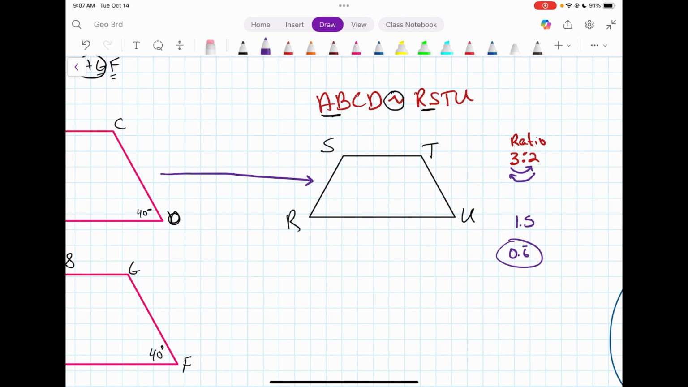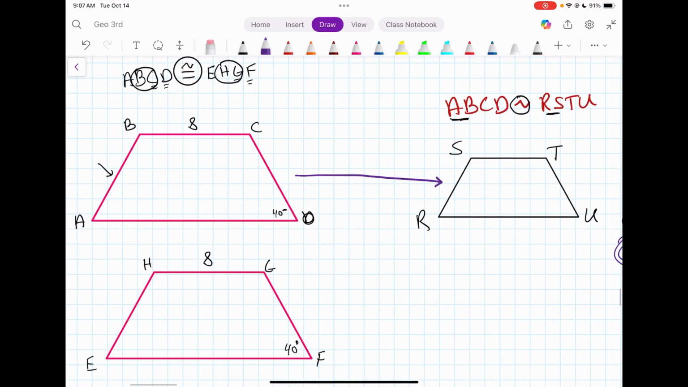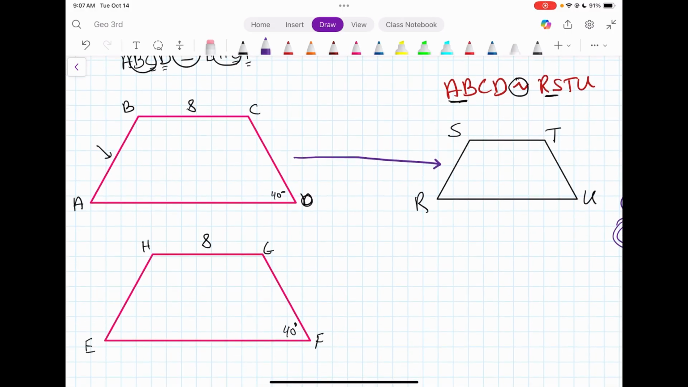So not only does it tell you which sides are proportional, but it also tells you how much bigger or how much smaller they actually are. Now, one thing we do need to know about similar shapes: even though their side lengths are not necessarily the same size, their angles, however, will be identical.